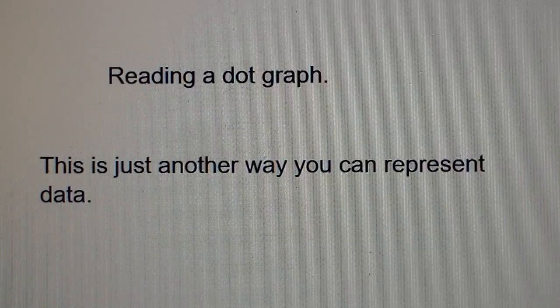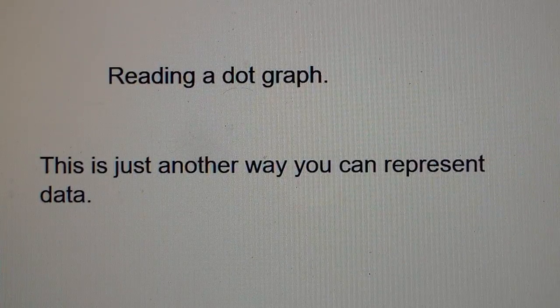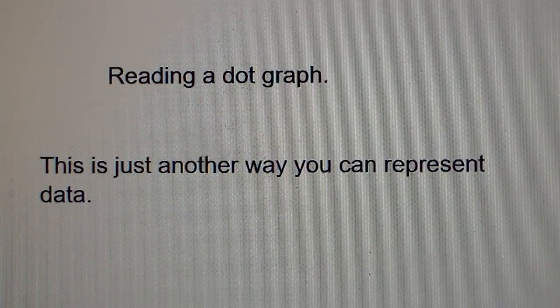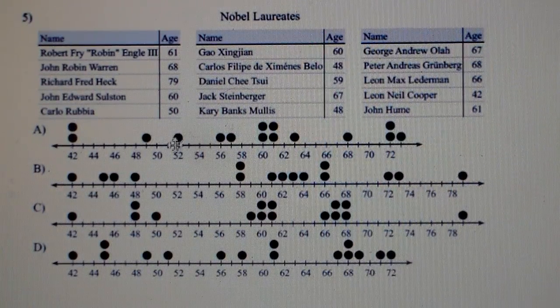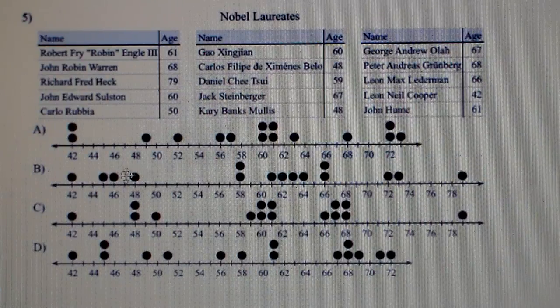Now we're going to practice reading a dot graph. This is just another way that you can represent data. Instead of having a bar, we just have dots. And then there's a number line. Instead of the X and Y axis, you just have the X axis. Of this data table, we have 2 numbers that are 42. That's why I put 2 dots.